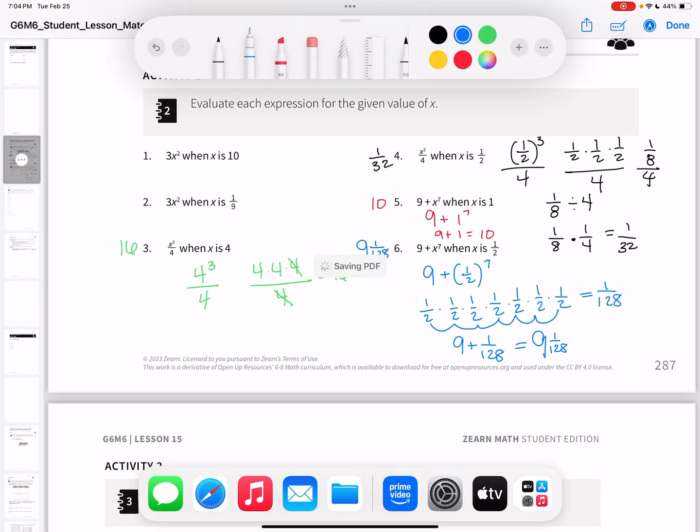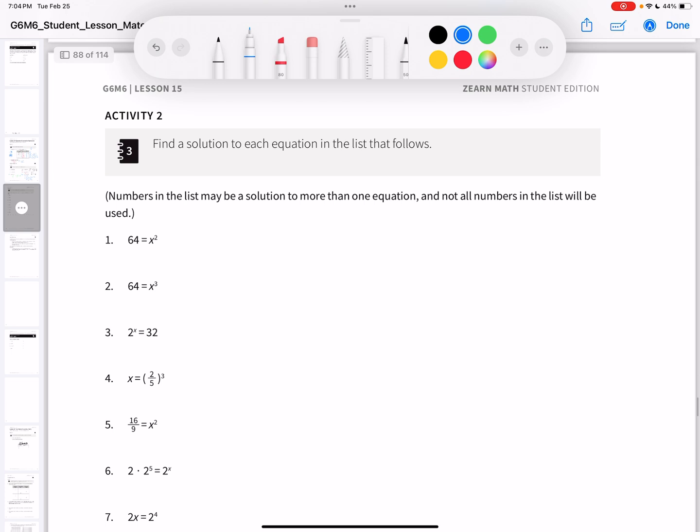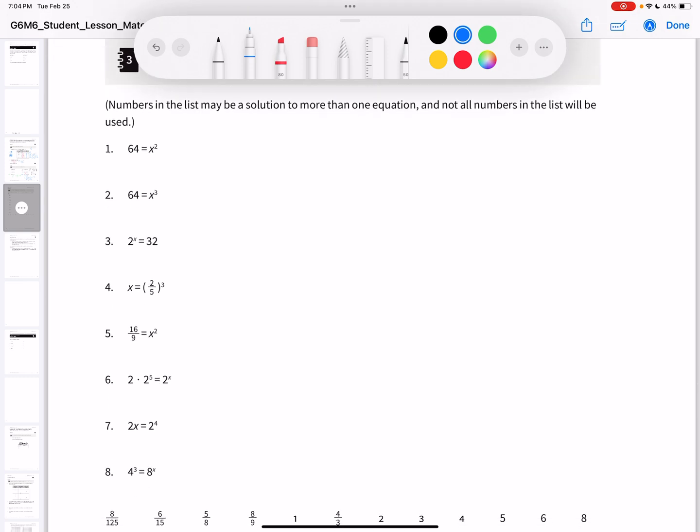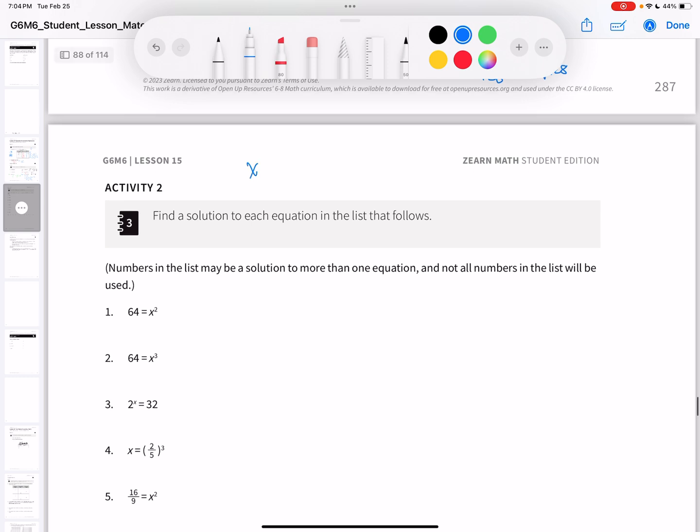All right, let's continue. The next one says, find a solution to each equation in the list that follows. All right, so we're going to look at these things and try and figure out what the answer is. So if I said x squared equals 100, we need to find out what x is. Okay, so x squared would really be x times x equals 100. So we have to find the same number times itself to equal 100. Well, a solution that they give could be 10 or 50.